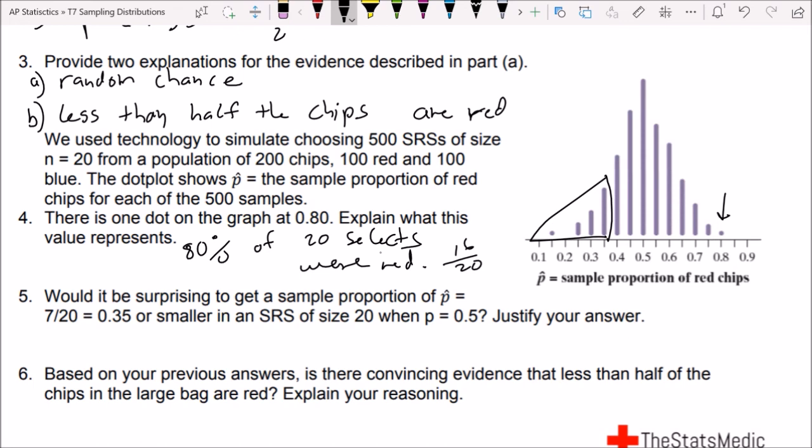If I got 20 out of 20, that would be surprising. Or if only one chip was red, that would be surprising. But there are lots of dots here. There are lots of different ways you could get the value that we got, the 0.35, or more extreme. So no, because this happened many times in the simulation. We don't know exactly how many, but plenty of times.